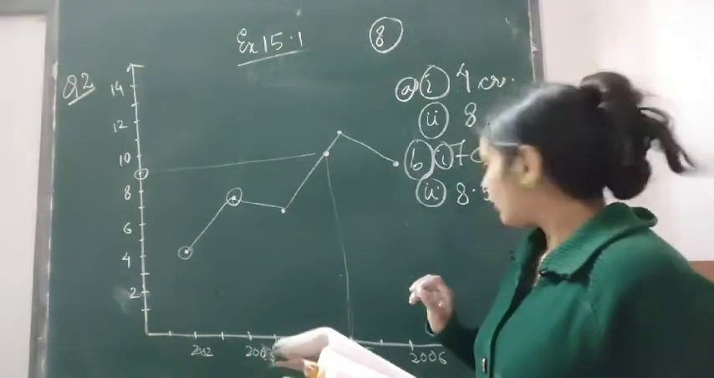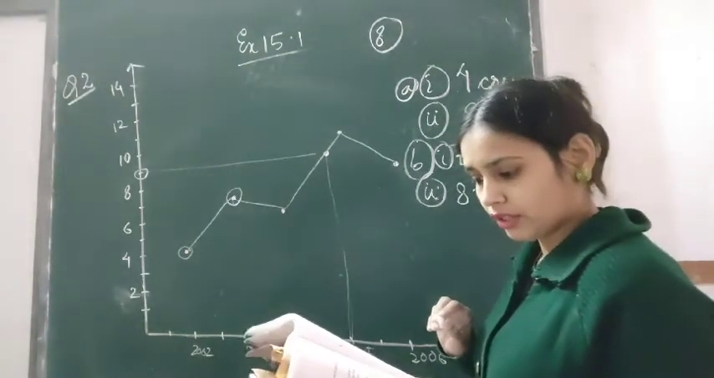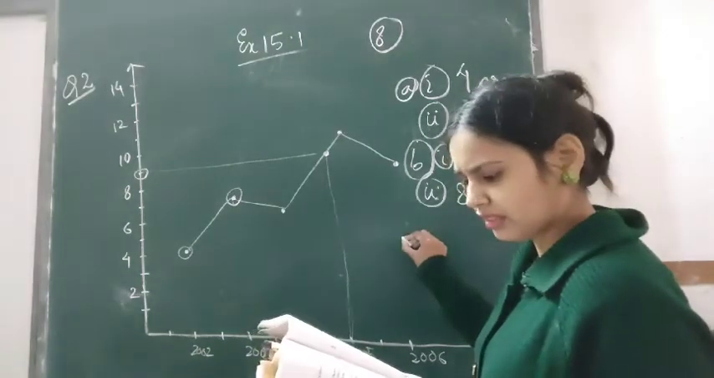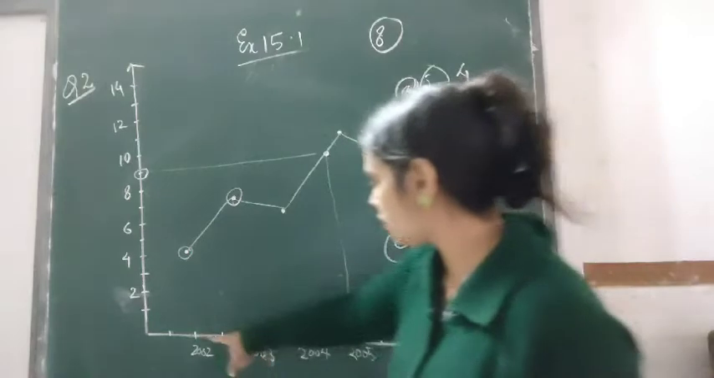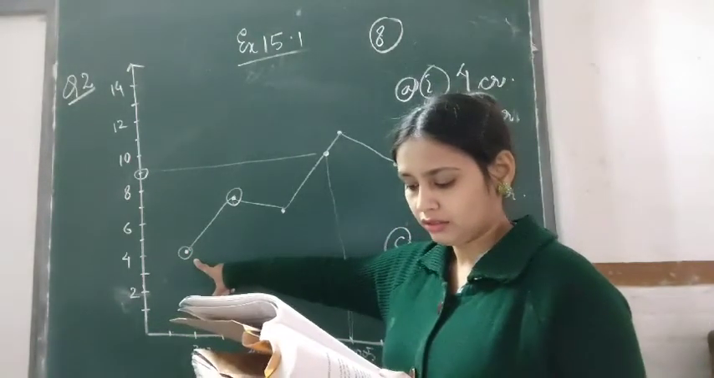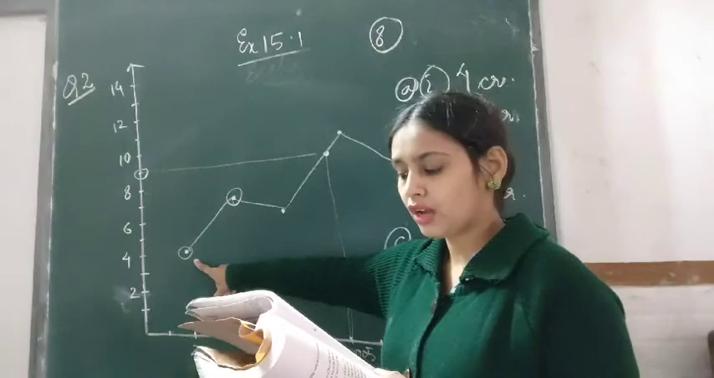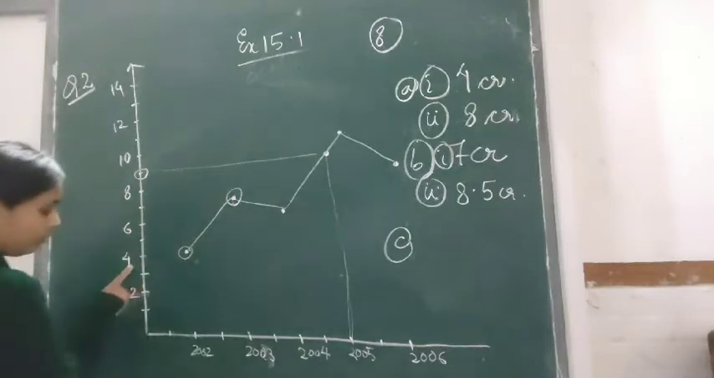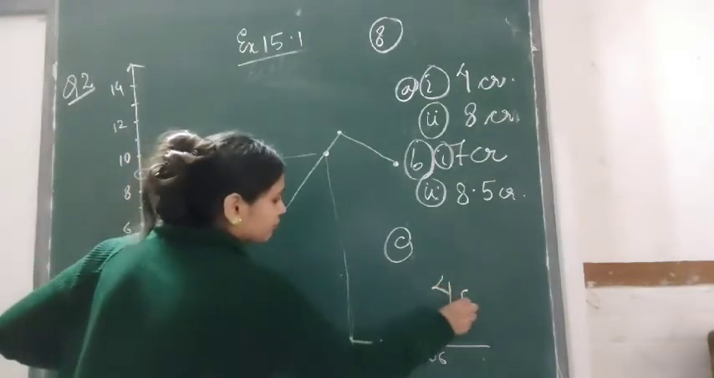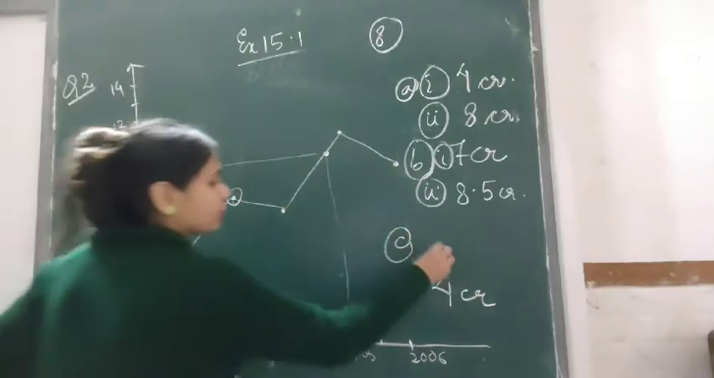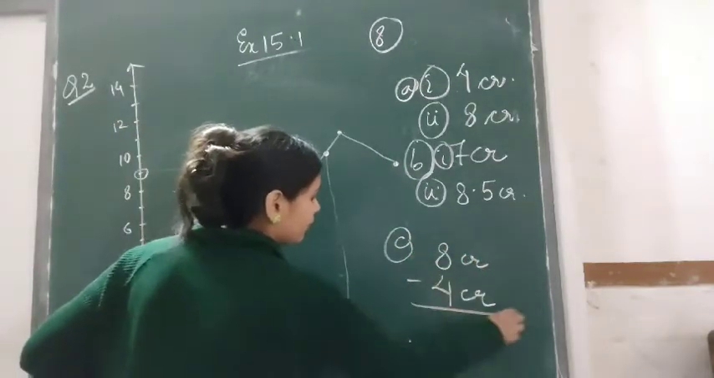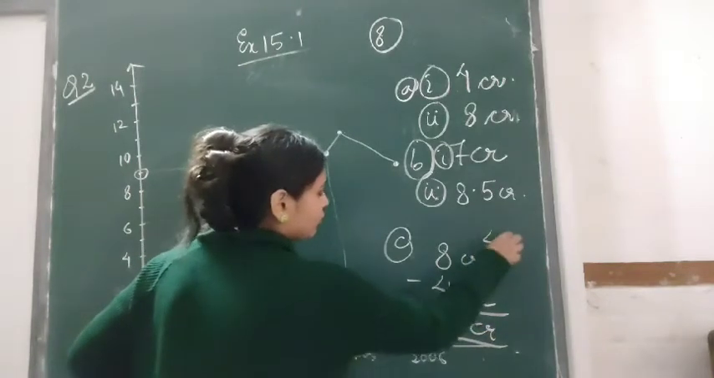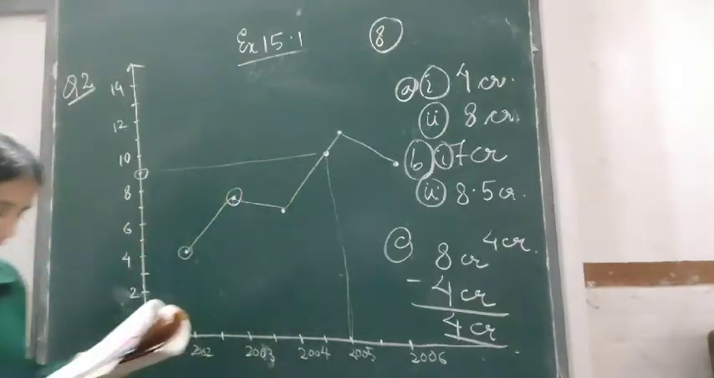Okay. So 8.5 crores. Then going to C, compute the difference between the sales of 2002 and 2006. So what is the sale of 2002? 4 crores. What is the sale of 2006? 8 crores. Compute means we need to find the difference. So the answer is 8 minus 4, that is 4 crores. So the answer for C is 4 crores.